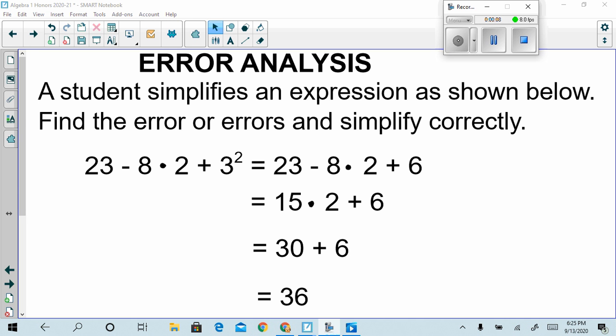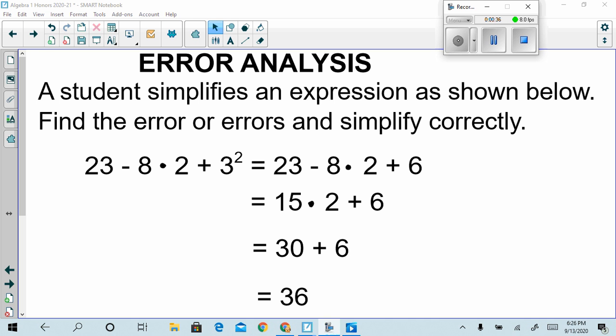This opening slide has one of my go-to activities. I like to see if you can identify and correct mistakes. This tells me that you understand the topic by looking at and analyzing someone else's work. A student simplifies an expression as shown below. Find the error or errors and simplify correctly if need be.